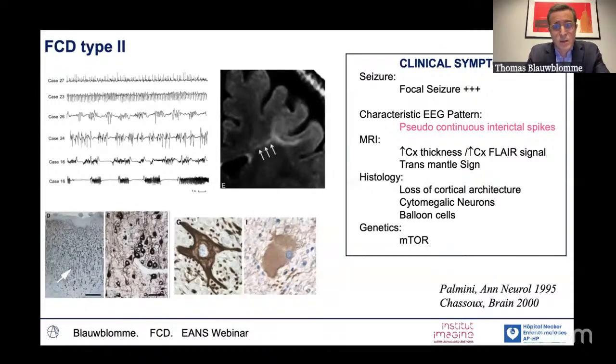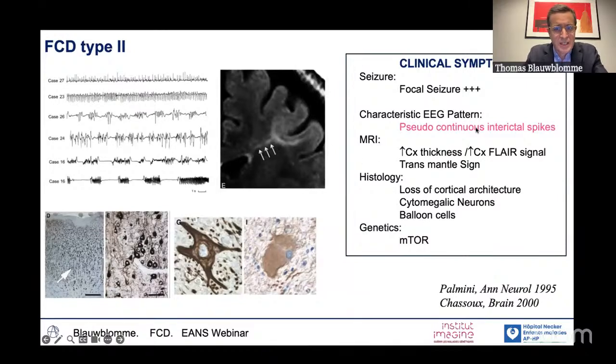The clinical entity that is the best actually defined is FCD type 2. Why? Because it gives focal seizures more than encephalopathies in children. It's really more about focal seizures. This is the patient I showed, and this is really what most epilepsy surgeons are looking for. It's this patient with very focal seizures that are associated with a focal malformation of cortical development.